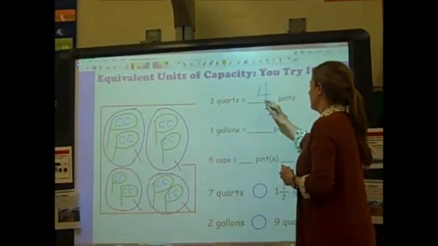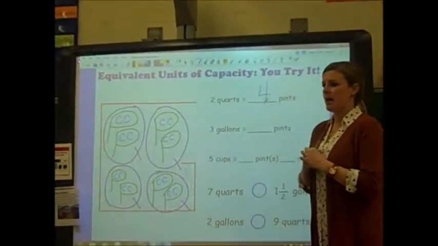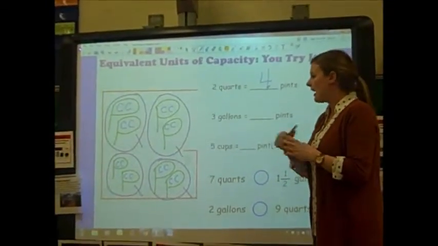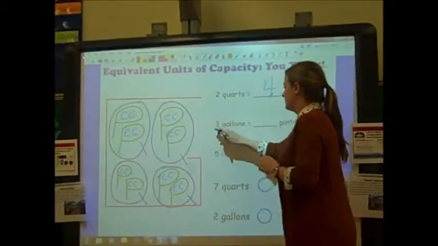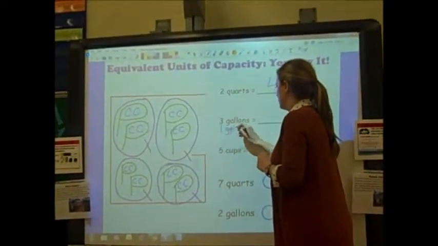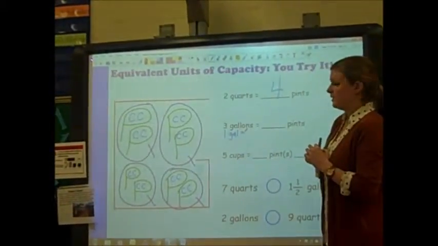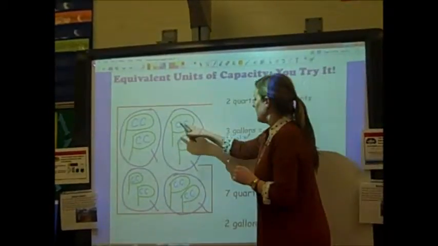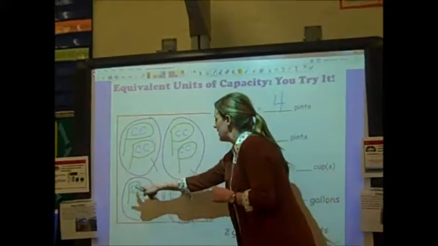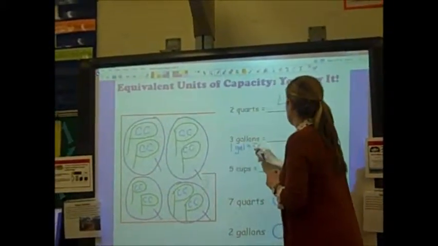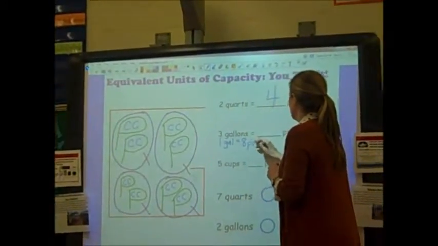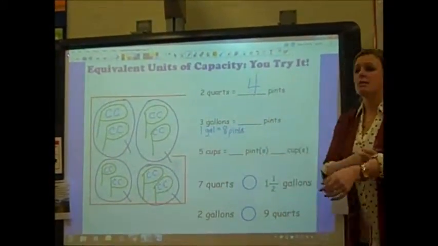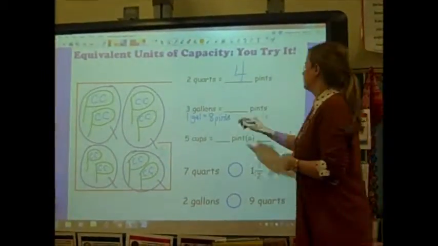4. 3 gallons would be how many pints? Well, 1 gallon has how many? 4. 1 gallon is 4 pints, so it's 12. 1 gallon has 1, 2, 3, 4, 5, 6, 7, 8 pints. So 3 gallons would be 24 pints.